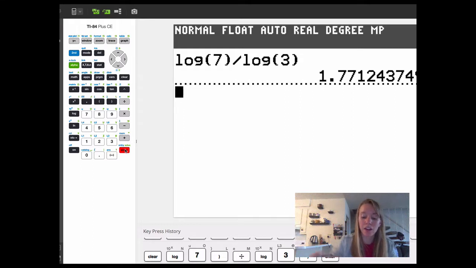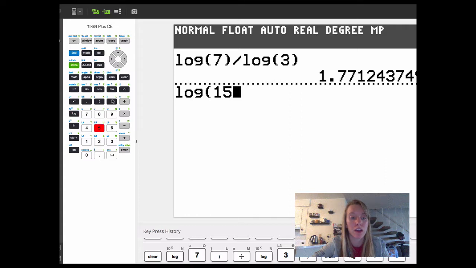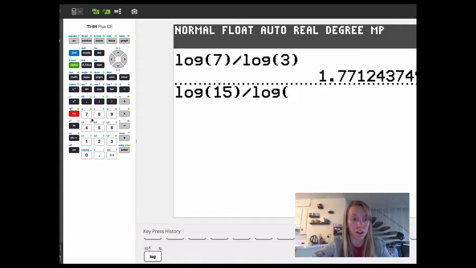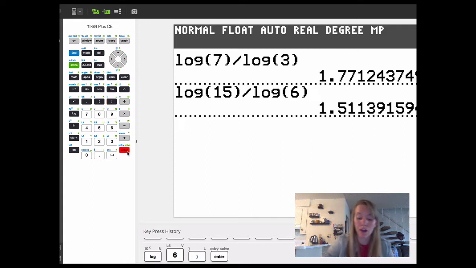Number 10, log base 6 of 15. I'm going to do this with log, and then I'm also going to use natural log. So I'll do log 15, and then I'll divide by the log of our base, log 6. Please close your parentheses on both of your numbers, otherwise you'll get wrong answers. And we get 1.511.